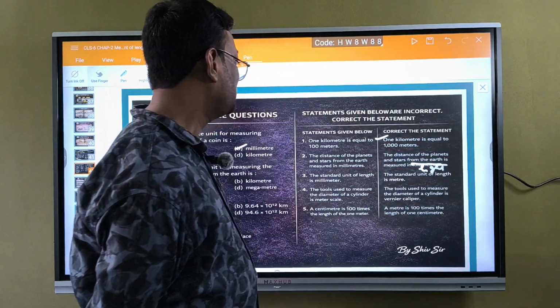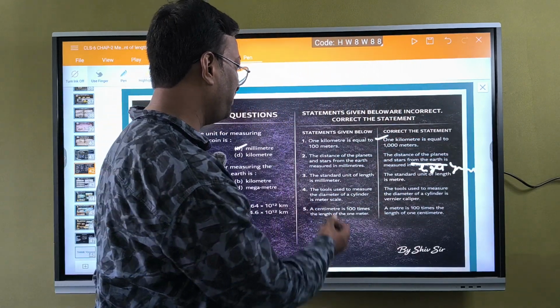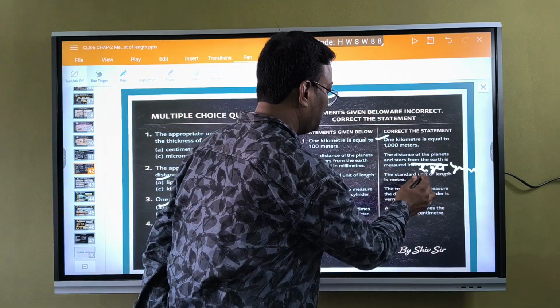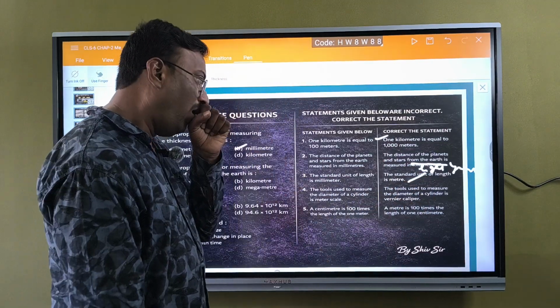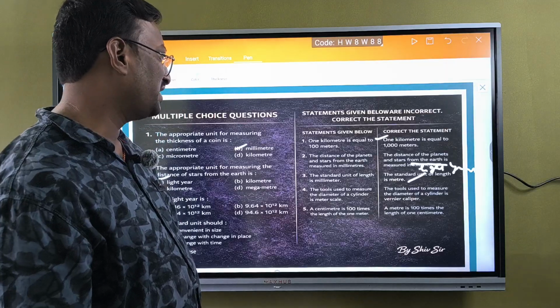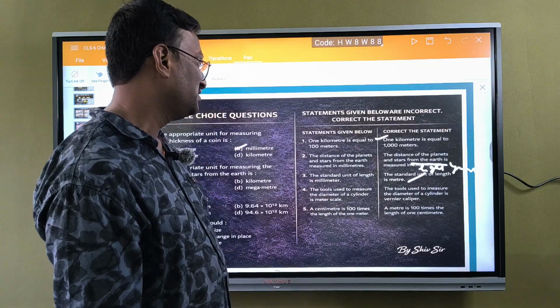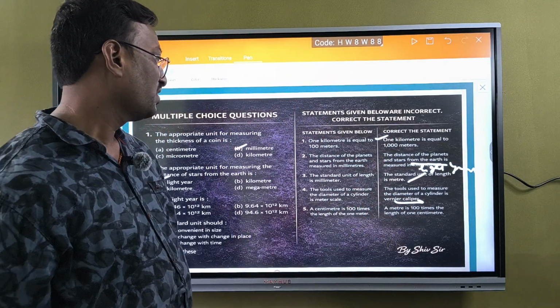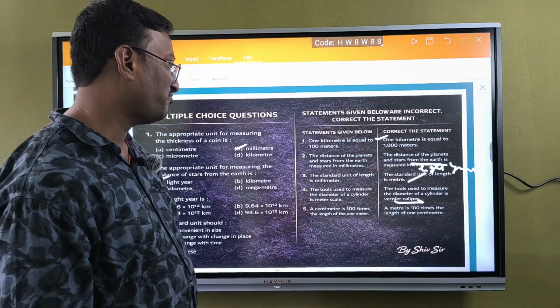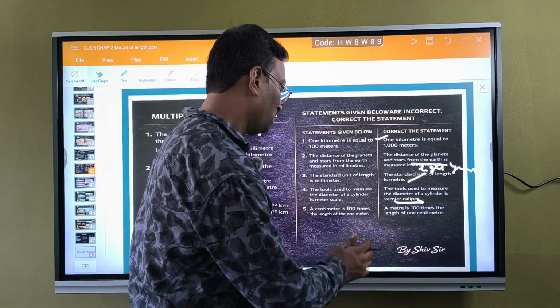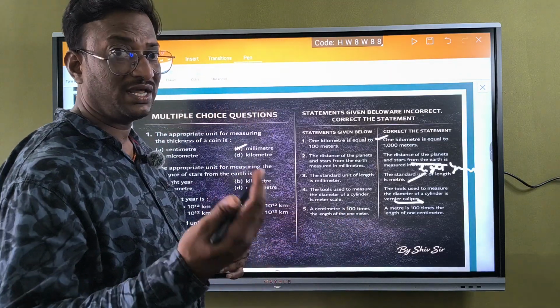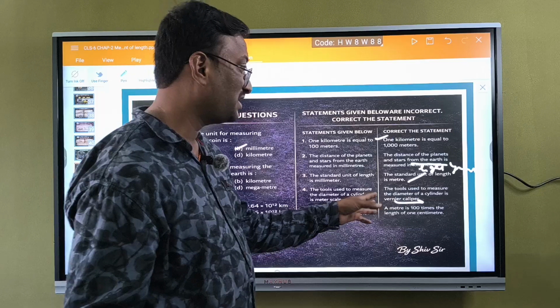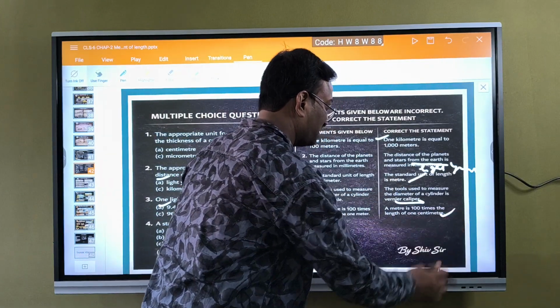The standard unit of length is millimeter. No, it is false. The standard unit is meter. The tool used to measure the diameter of a cylinder is a meter scale. No, it is vernier calipers. A centimeter is 100 times the length of 1 meter. No, a centimeter is not 100 times of 1 meter. Meter is 100 times of centimeter. It should be reversed.